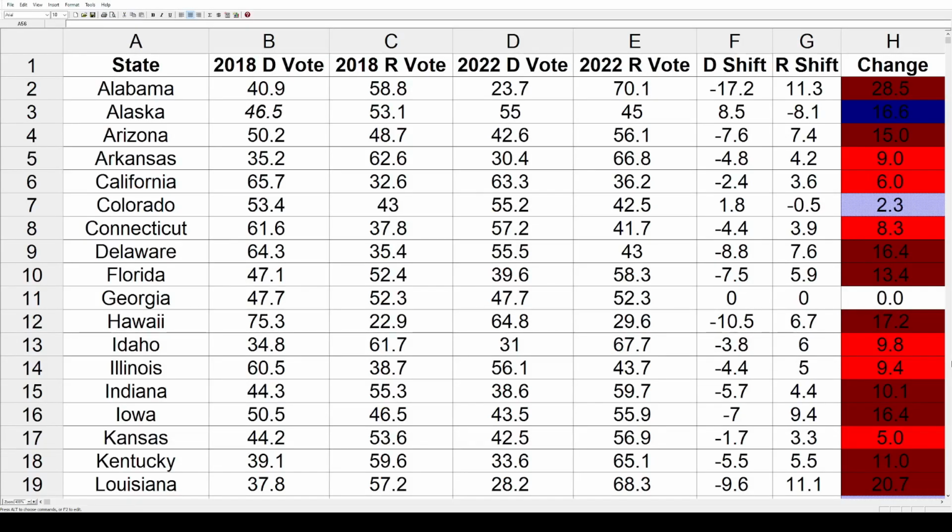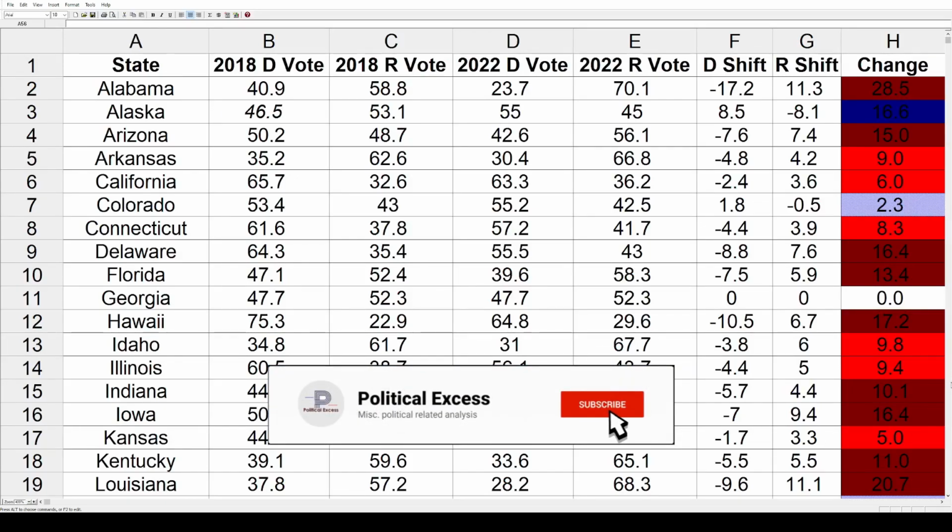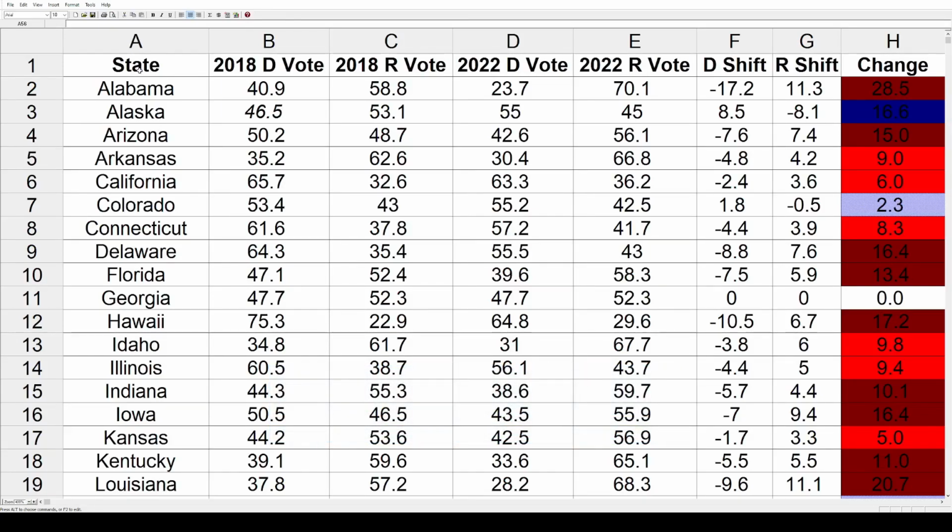This time it's going to be 2018 to 2022 in the U.S. House. This will be for the total popular vote for each state. And I understand that some states have districts where there were unopposed candidates or independent candidates. There's not a lot I can do about that. I'm just going to take the statewide data and compare it for these 2 years.